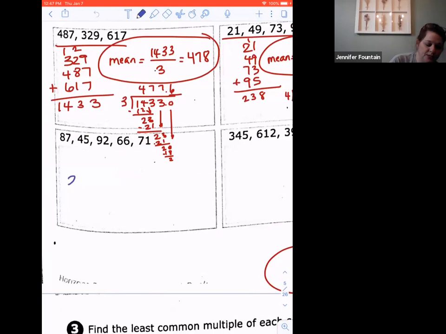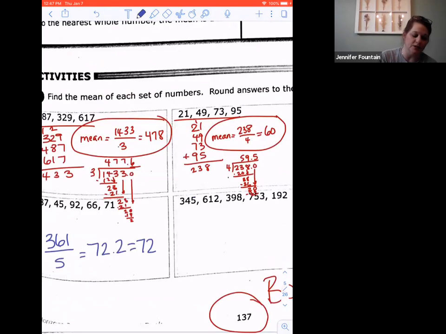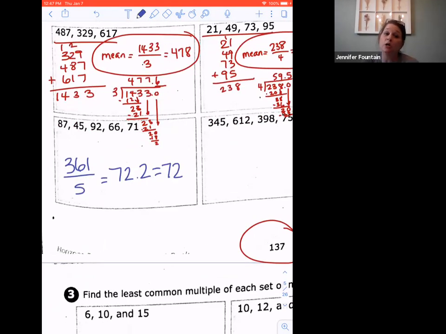Our total is 361, and we're dividing by 5. That gives us 72.2. We would round that to a whole number of 72. On these, it says to round to the nearest whole number, so the first one is 72. If you have any questions about these as we go through, just let me know and I'll be happy to walk through it.